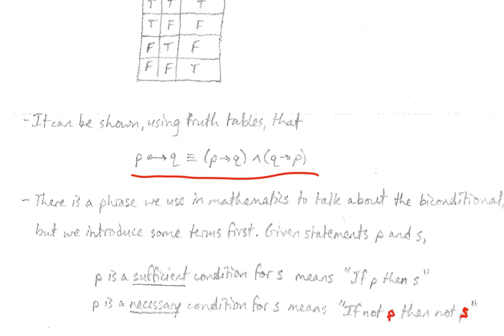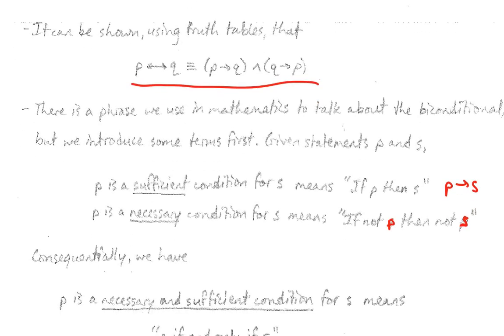So if we have statements P and S, or P and Q, whatever, to say P is a sufficient condition for S means if P, then S. Or in terms of the symbology, P implies S. To say that P is a necessary condition for S means if not P, then not S. Or not P implies not S.